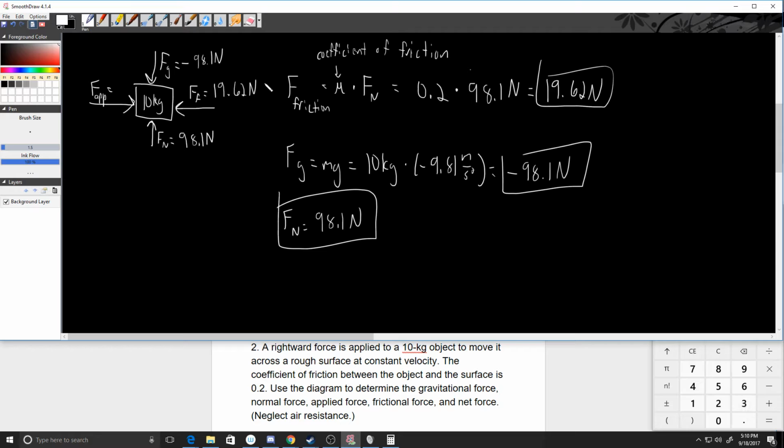All right, and in this case, once again, constant velocity means acceleration 0, means our net force is 0. That means our applied force has to balance out the friction, so 19.62 newtons. All right, that's those four values there.